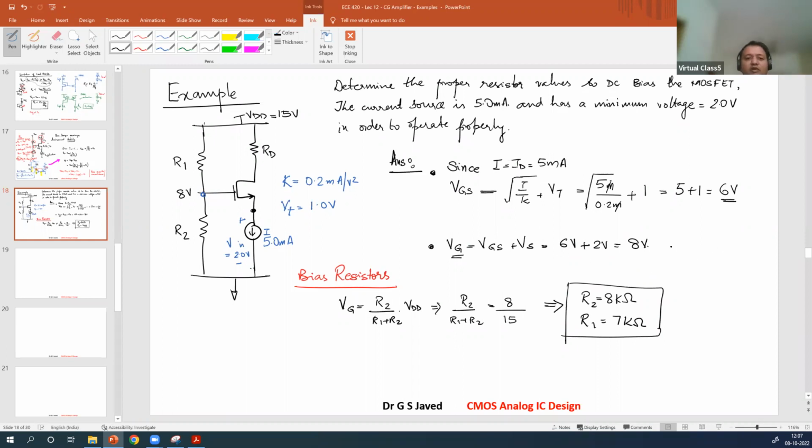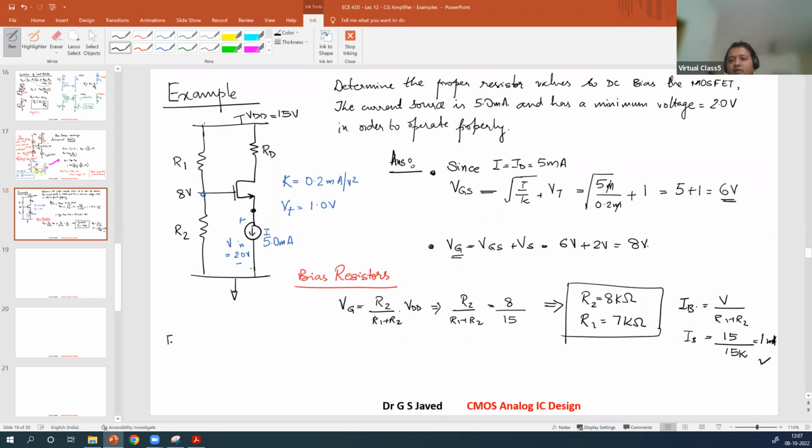But what we can do now, if you choose this value, what will be the current flowing through here? I bias will be equal to V by R1 plus R2. How much is that? 15 volt divided by 15 kilo ohm. This is equal to 1 milliampere. This is a very large current, right? Too large. Bias current of 1 milliampere is too large. So what can we do? Reduce the bias current.